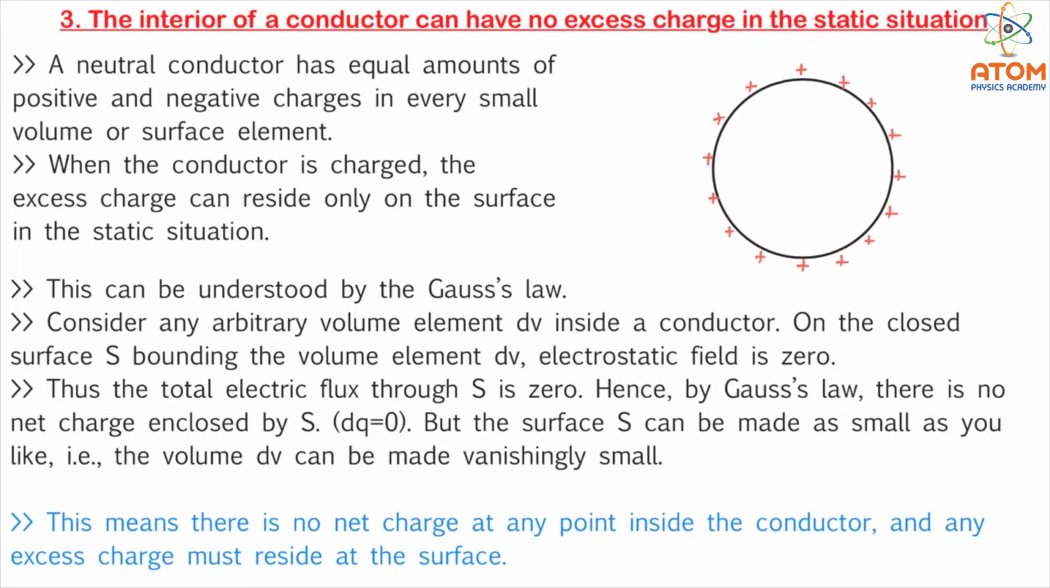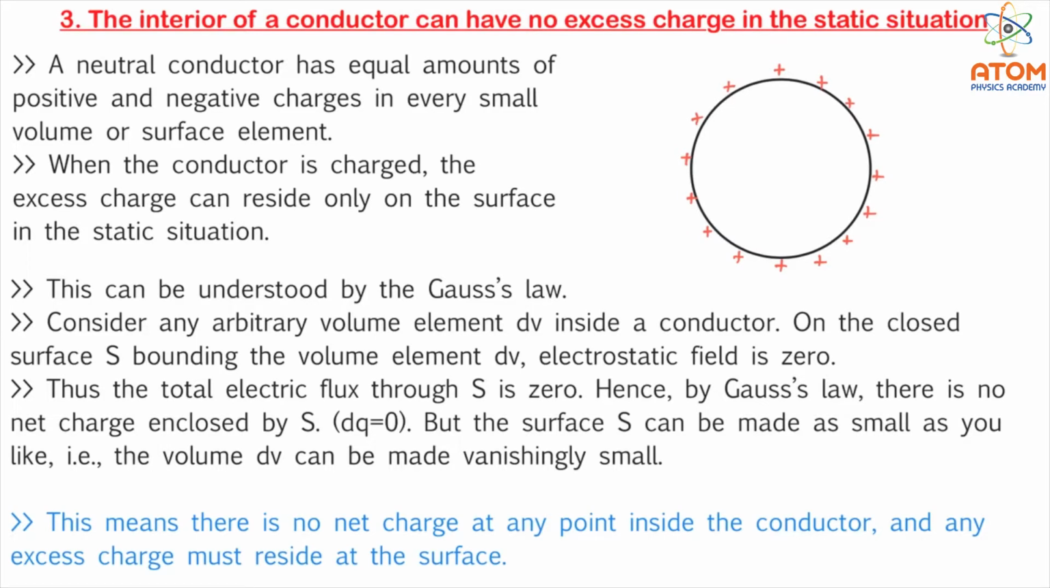Suppose this is a conducting sphere and I have given some charge on it, so it is a charged sphere. You can see I have shown the charge only on the surface. That is the point we are discussing here, that there cannot be any charge in the interior part of this conductor. The charge will reside only on the surface. Why it is so, we can explain by two methods.